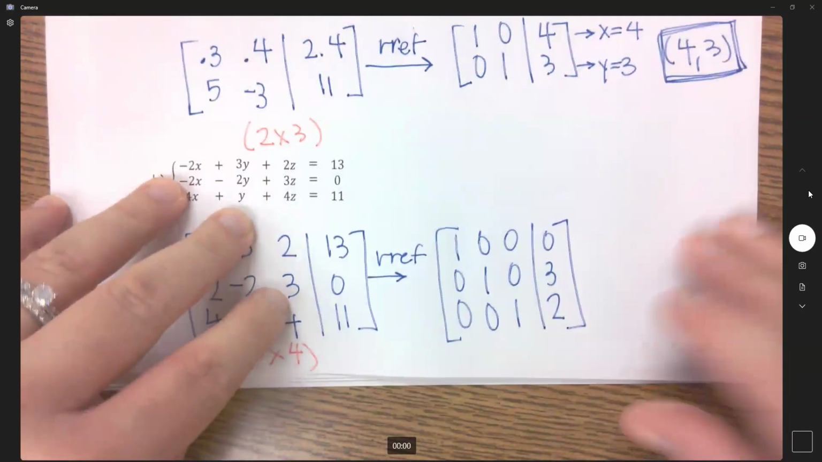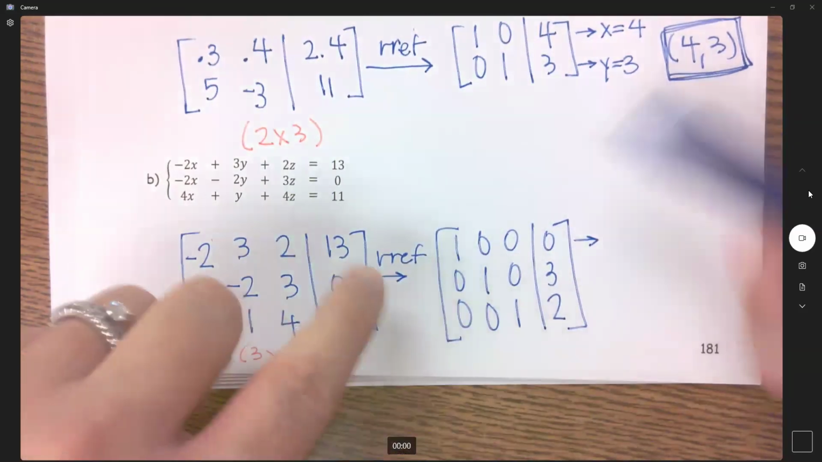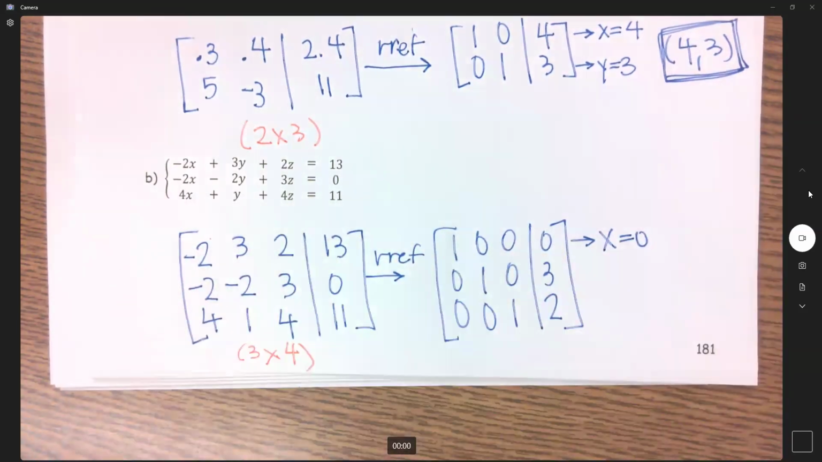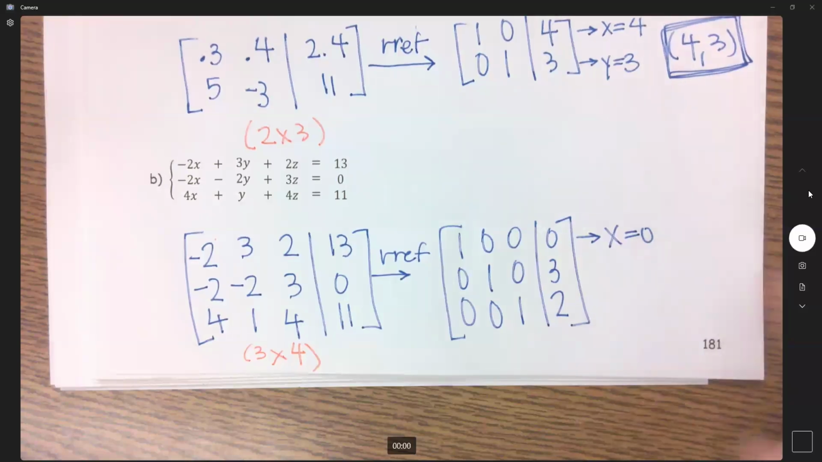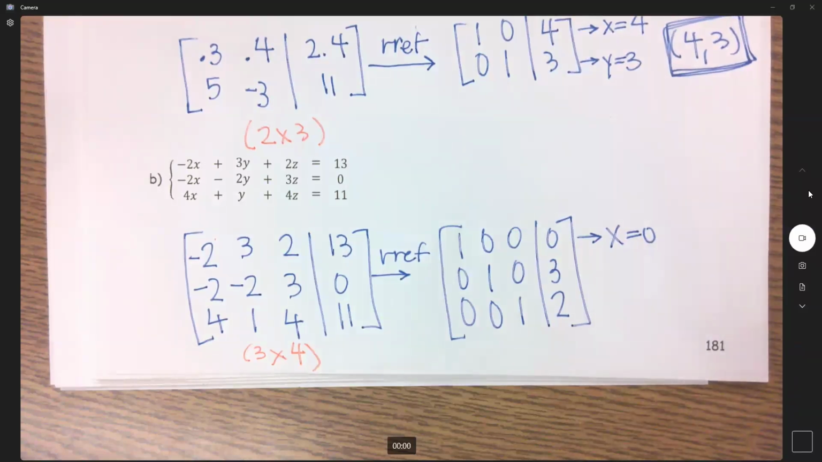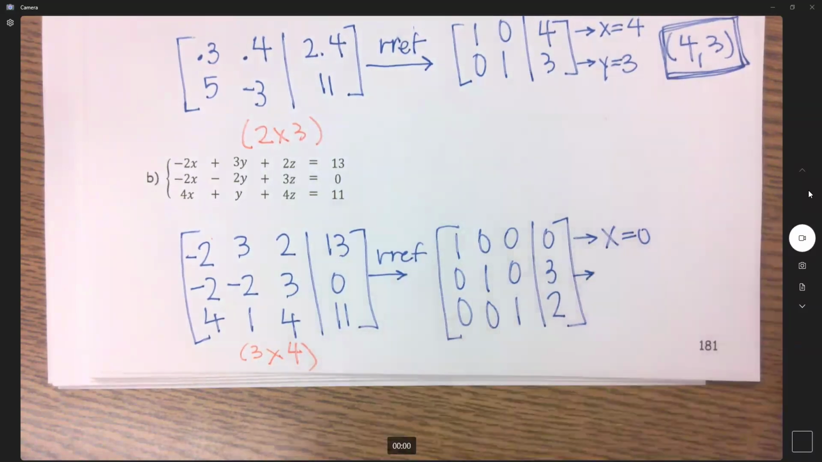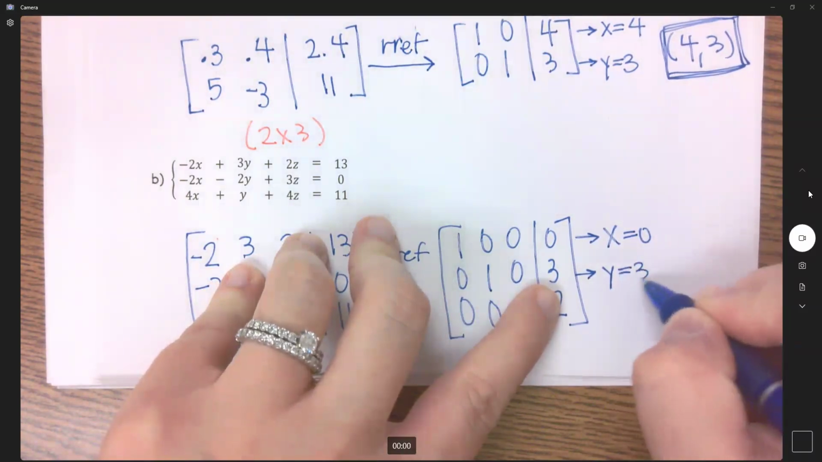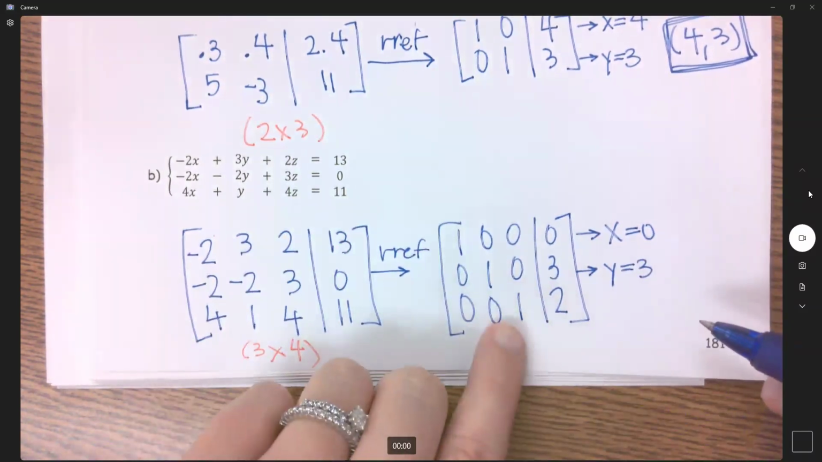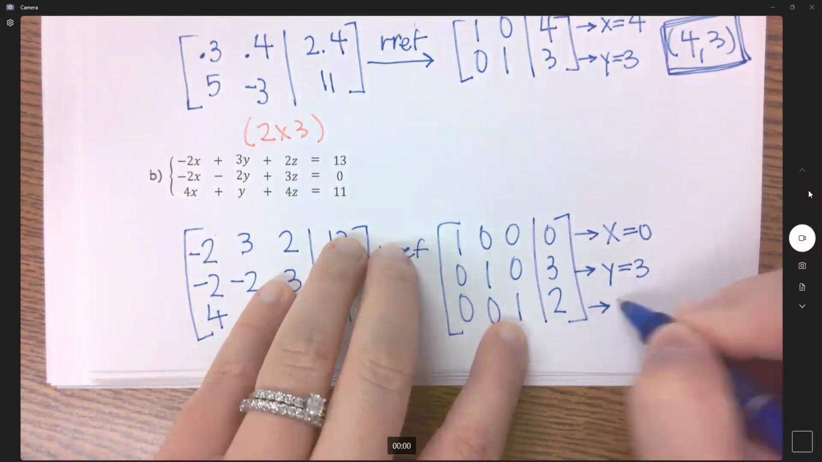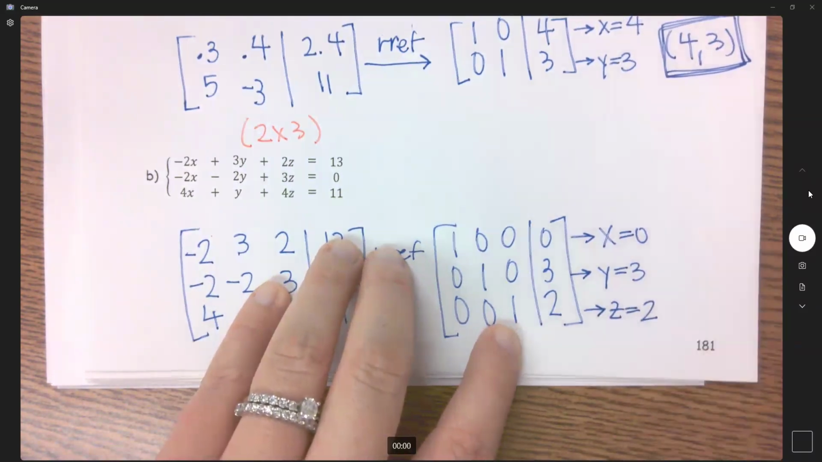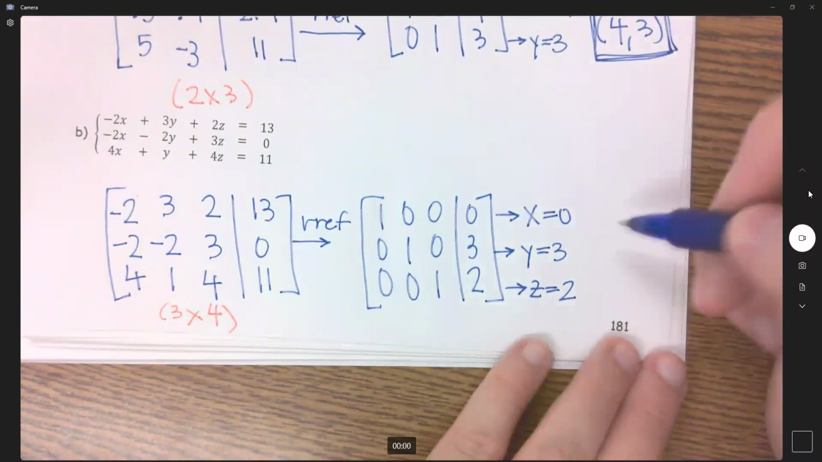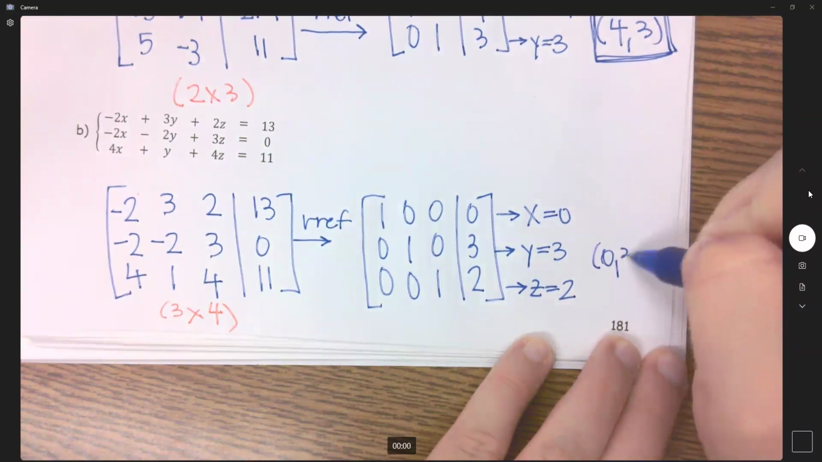And now what does everything read? This first equation is 1x, or x equals 0. This does not mean it's no solution. I can have an x value be 0, so that's okay. Next equation is 1y, or y equals 3. And then my third equation is 1z, or z equals 2. My MyMathLab will just want those values. I want ordered triples. So this is (0, 3, 2).